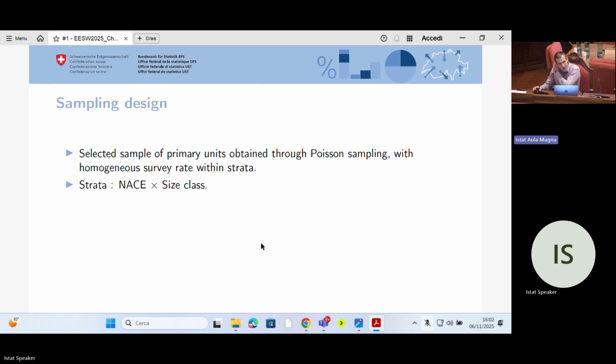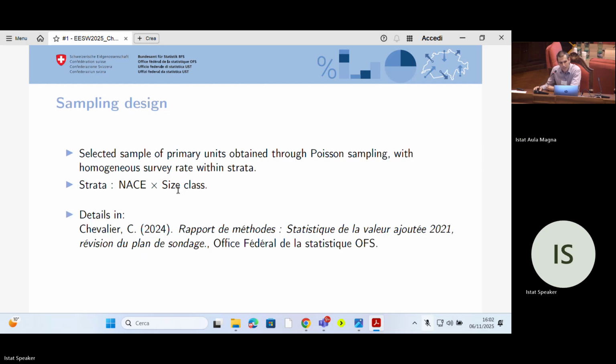A quick word about the sampling design. We do Poisson sampling to build the sample, with homogeneous survey rate within some strata, and the strata are built by crossing the NACE and the size class, which depends on the number of employees of each company. You have some details about how this sample is built. Unfortunately, it's in French, but it's public. It's in a methodological report, rapport de méthode, publicly available.